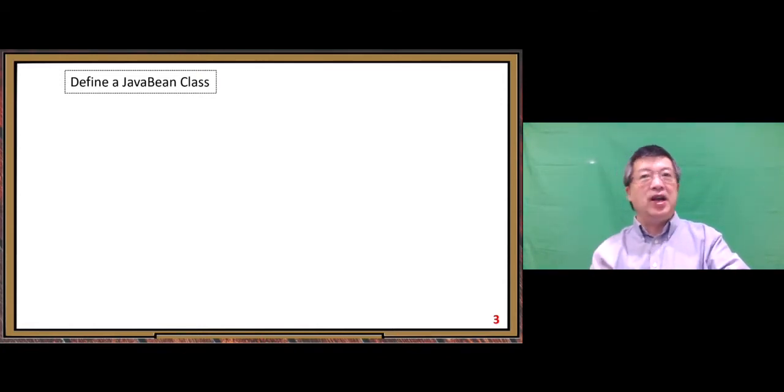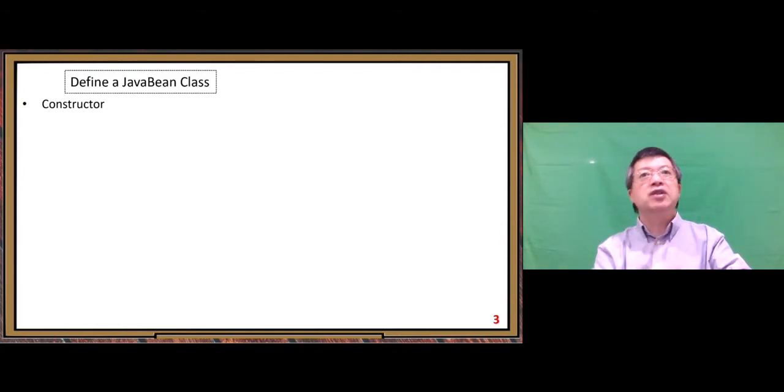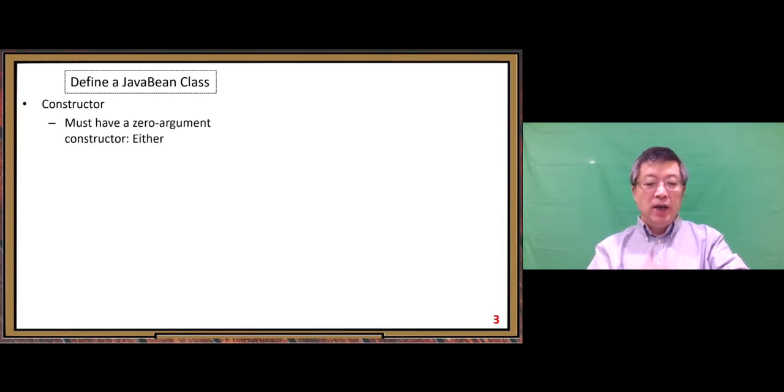Define a JavaBean class. Now we start from the constructor. When we define a JavaBean class, there is some requirement for the constructor. What requirement? It must have a zero-argument constructor.